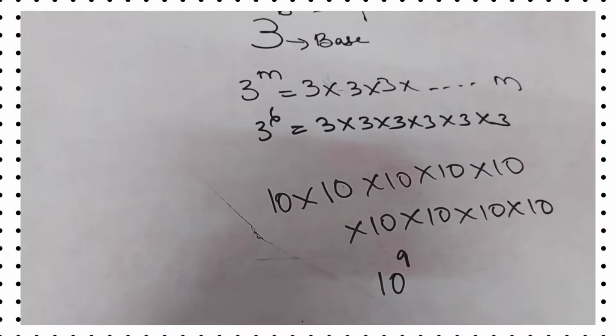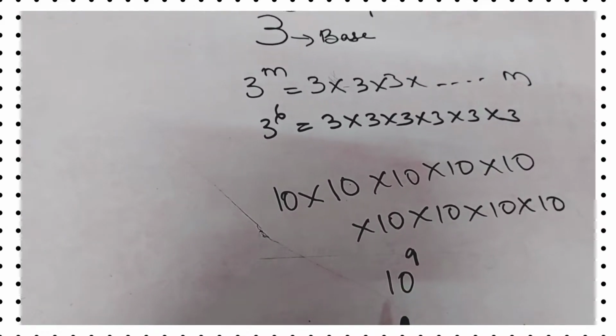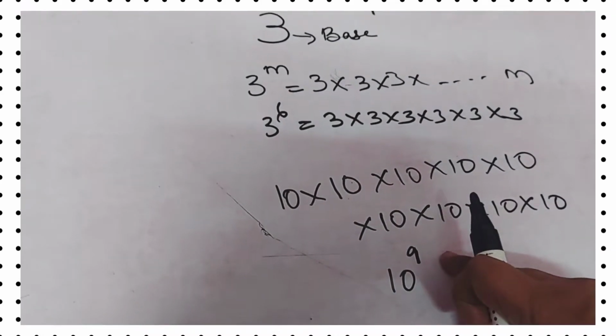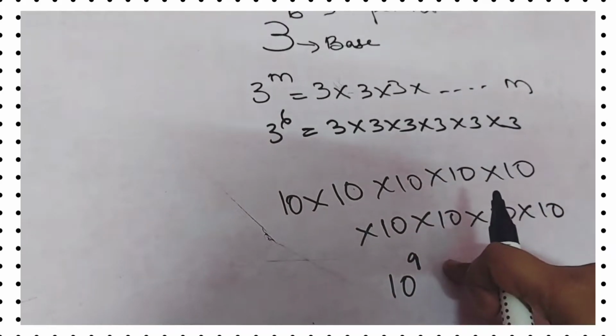Here what is the base? Here 10 is the base, and what is the exponent? Here 9 is the exponent. So we can read it as 10 raised to the power of 9.